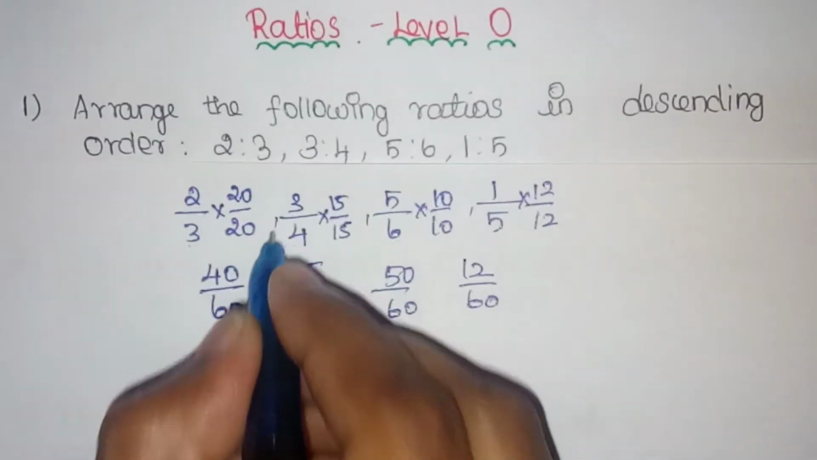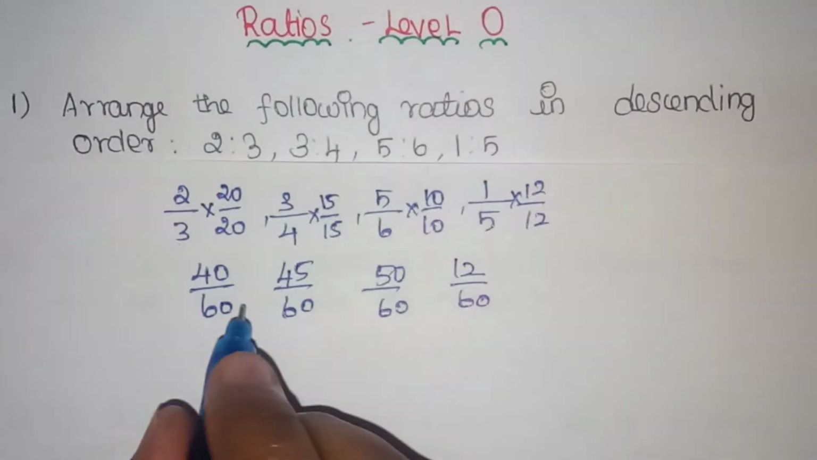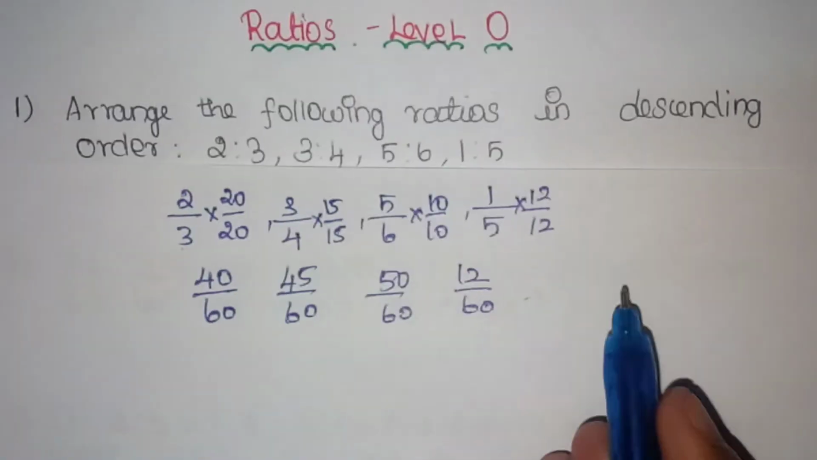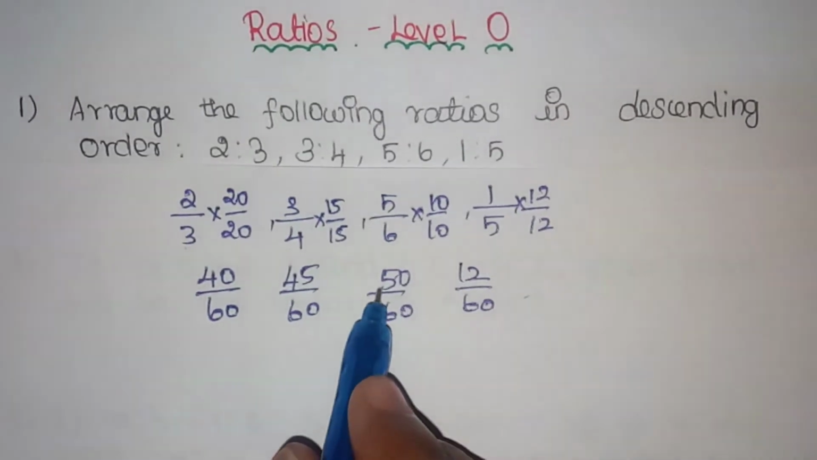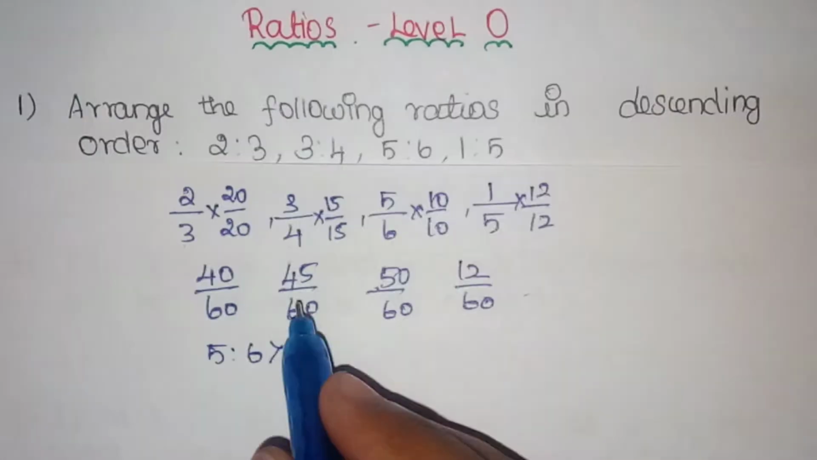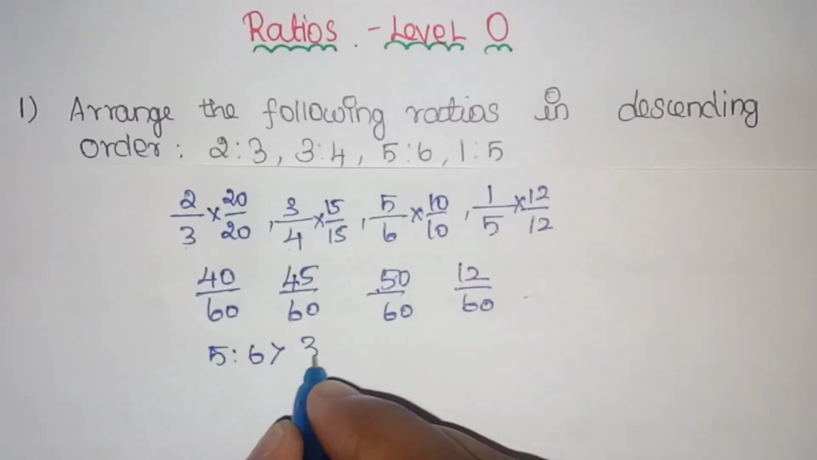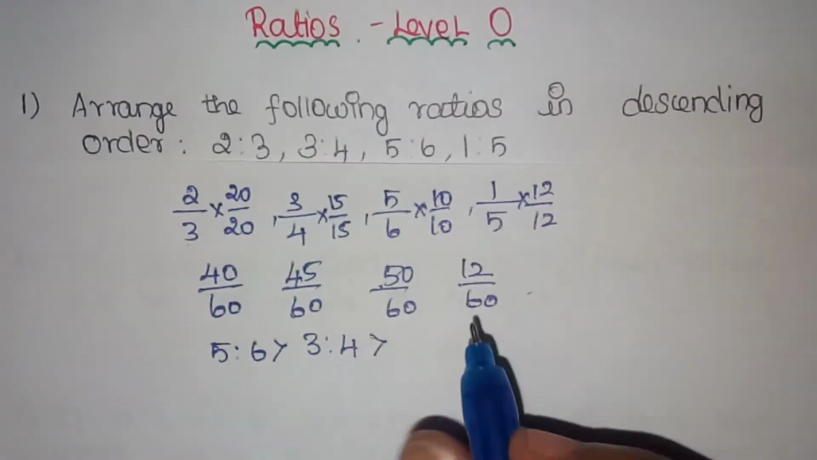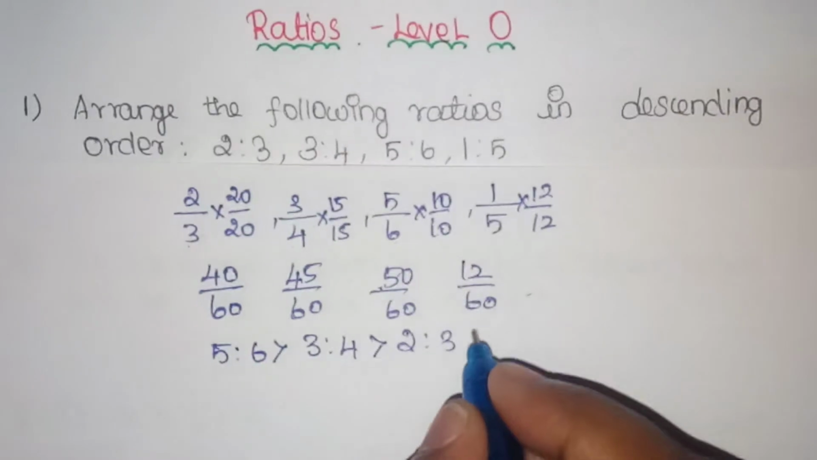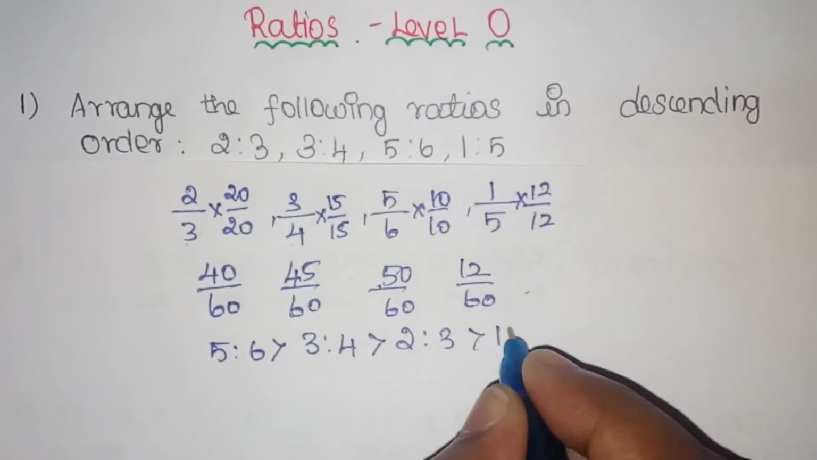Now my denominators are the same. I can compare the numerators directly. I have to arrange in descending order, so highest to lowest. The highest numerator is 50, equivalent ratio is 5 is to 6. The next highest is 45, equivalent ratio is 3 is to 4. The next highest is 40, equivalent ratio is 2 is to 3. The least is 12 and the equivalent ratio is 1 is to 5.